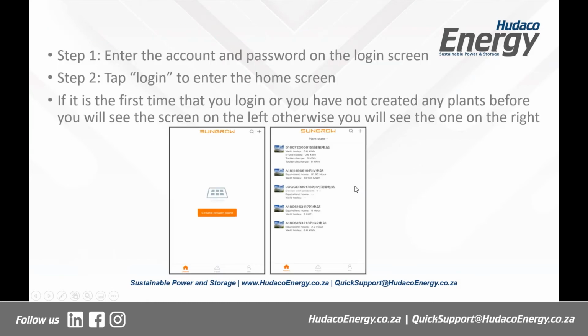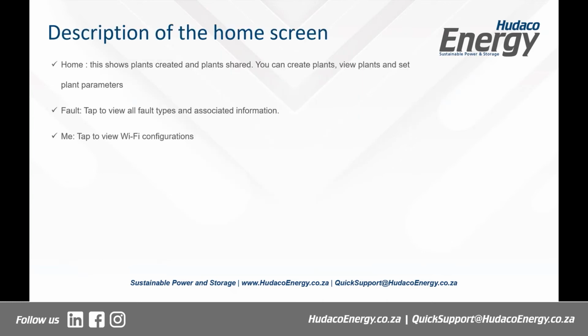If you check at the bottom of these screens, you'll see icons. There's home, there's faults, and then there's me. Those icons are very important for you to know what they do and how to use them. The home icon shows all the plants that you have created and also the plants that are being shared with somebody else. You can create plants, view plants, and set plant parameters in the home section.